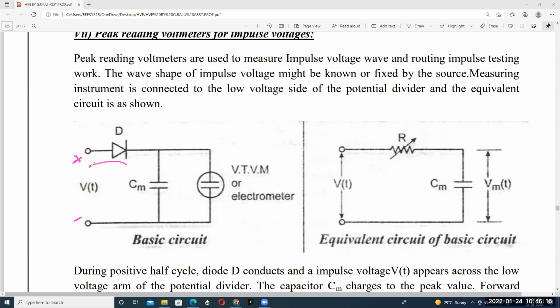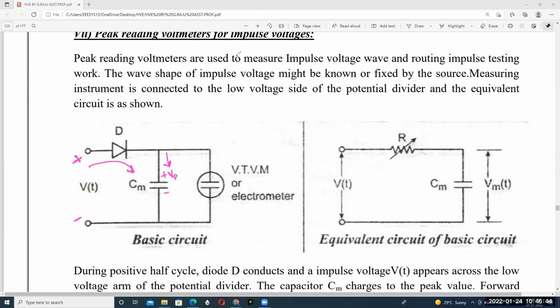The diode is forward biased, and the capacitor charges to the peak value in this direction. The capacitor charges with polarity like this. For the peak value of voltage, for example Vm or Vp, the capacitor charges to the peak value of voltage for positive pulses.